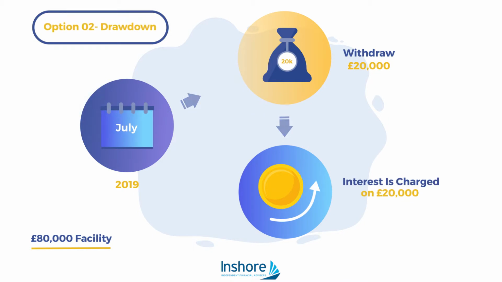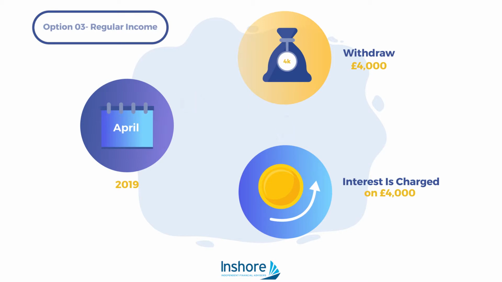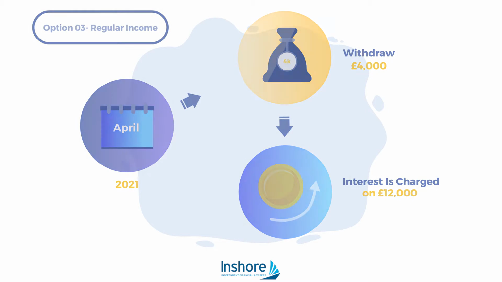The second way is to arrange a drawdown facility and to take the loan in stages as and when you need it. In this case, interest is only charged on the amounts you have drawn down. This can save money, as the undrawn parts do not have interest applied to them until they are drawn. The third option is to take your lifetime mortgage in the form of a regular income, with interest only being charged on the amounts released.